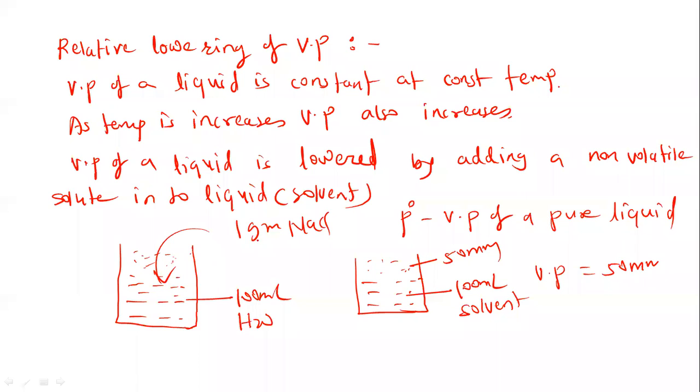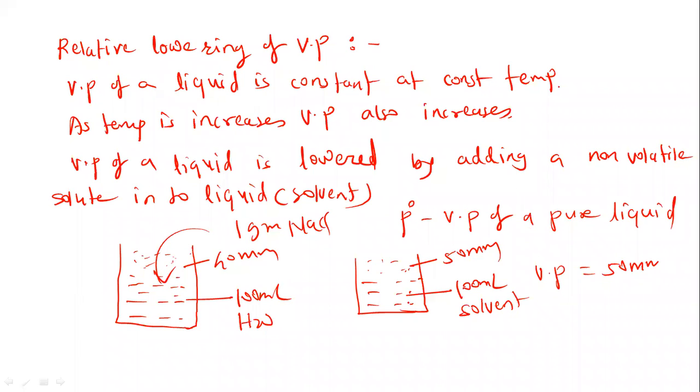Now when we are adding the sodium chloride, the vapor pressure will be reduced. It is around 40 millimeter here, reduced by 10. So the vapor pressure of the liquid is lowered by adding a non-volatile solute.